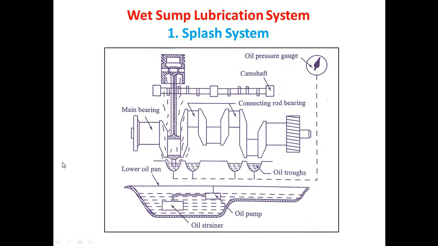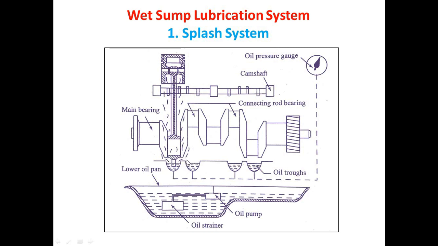Here we can observe that the working of this splash lubrication system is quite simple. A certain level of oil is maintained in every oil trough. Now, when the connecting rod gets its reciprocating motion and transforms that to the crankshaft in terms of rotating motion, because of this motion the connecting rod with its big end always comes in contact with the oil.